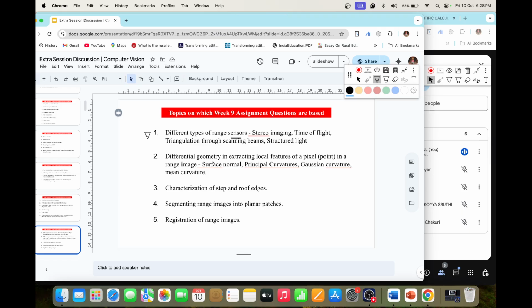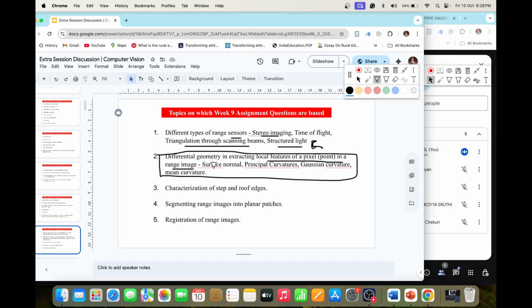There are different types of range sensors, or range imaging techniques, you can say: stereo imaging, time of flight, triangulation through scanning beams, and structured light. All these are very conceptual, so you can expect conceptual questions from this, but there are no numerical questions related to this. Then this part is very important: differential geometry and extracting the local feature of a pixel point in a range image.